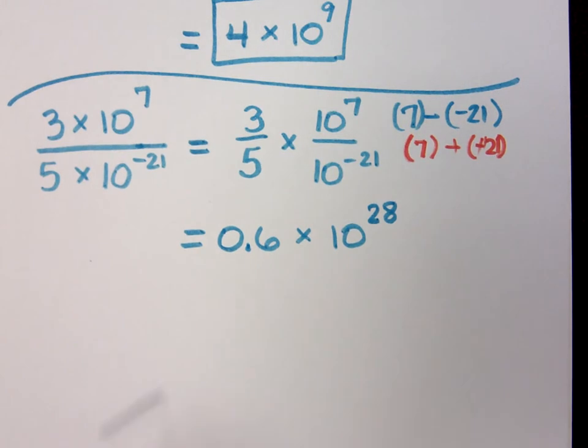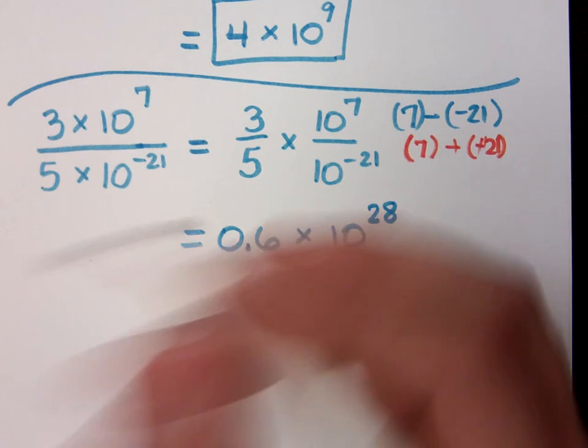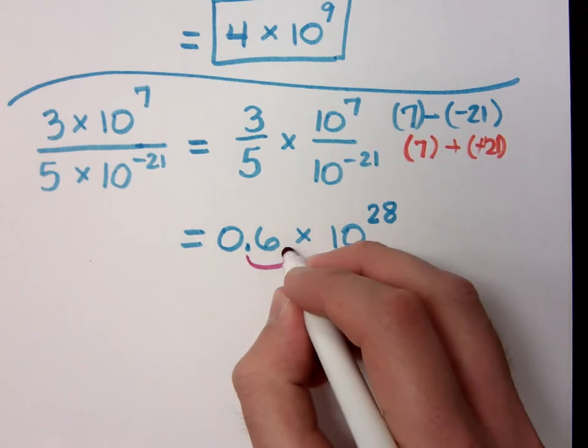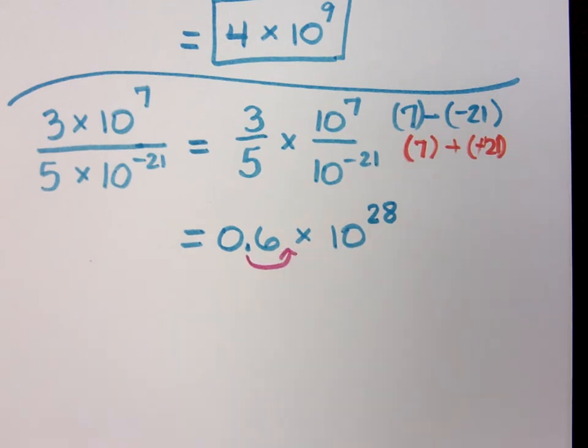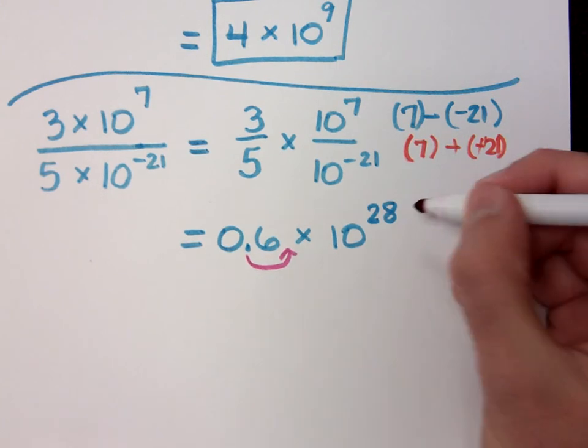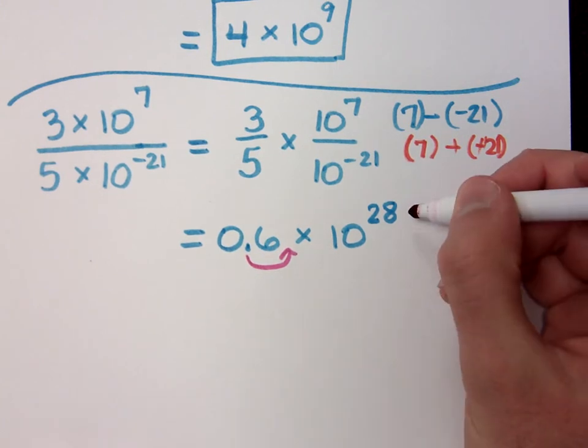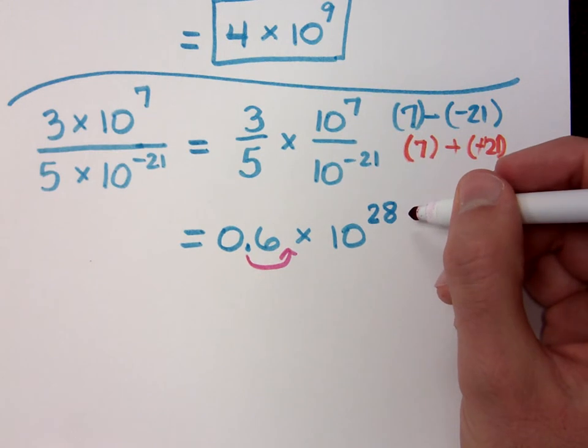Is this answer good enough? Is 0.6 between 1 and 10? No. It's too small, isn't it? I've got to make it into 6, but what's that going to do here? Do I add or subtract 1? Subtraction. Why? Because you're going to the right.